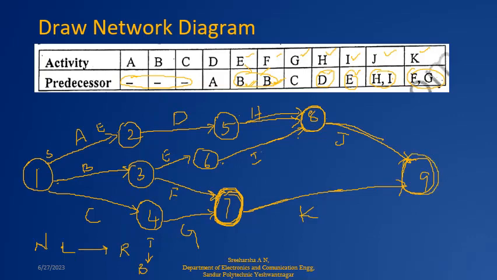Then I will be numbering this. So the rule is from left to right, top to bottom. So it starts 1, 2, 3, 4, 5, 6, 7, 8 and 9. Okay.